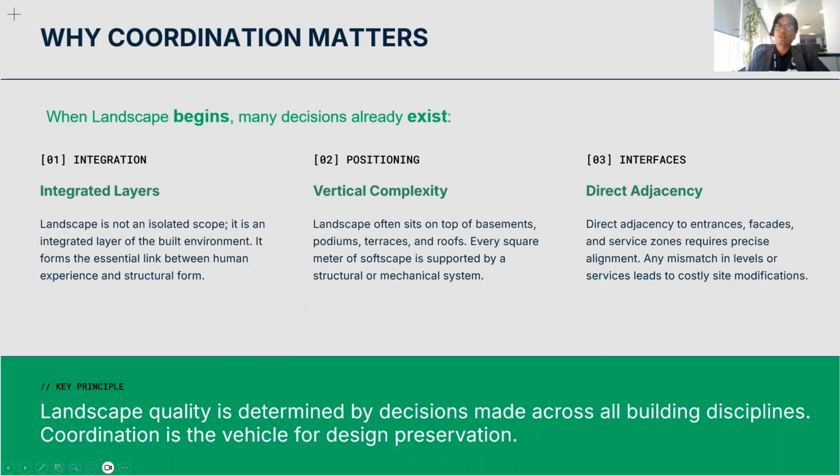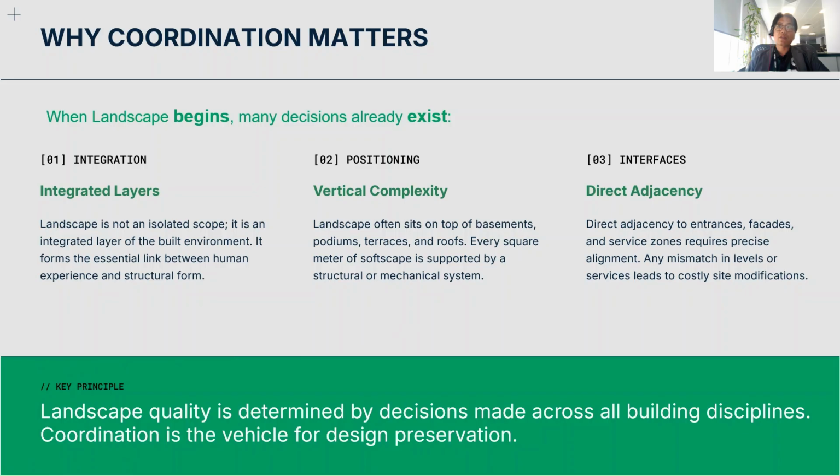So why does the coordination matter? Because when the landscape begins, many decisions already exist. When we're starting, we already have the building edges, basement extents, bottom slab, structural beams, utility corridors, and drainage system. So we already have that information, and we need to coordinate well.